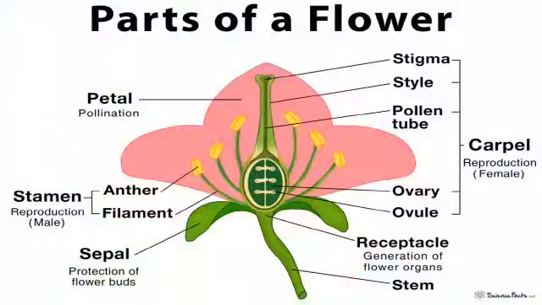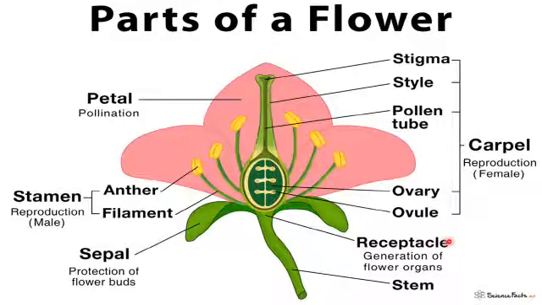Parts of a flower are receptacle, sepals, petals, stamens, and carpels. Now, let us have a little idea about each of the various parts of the flower. The first one is receptacle. Do you know what is a receptacle? It is actually the base of the flower to which all the parts of the flower are attached. It is known as receptacle.